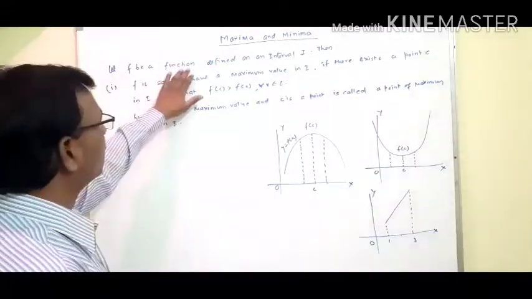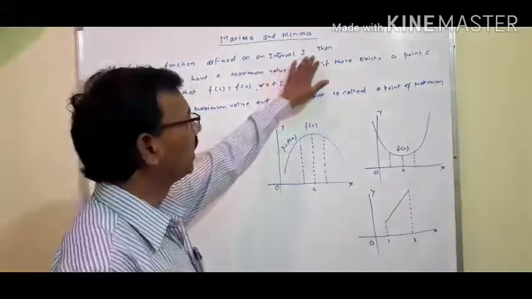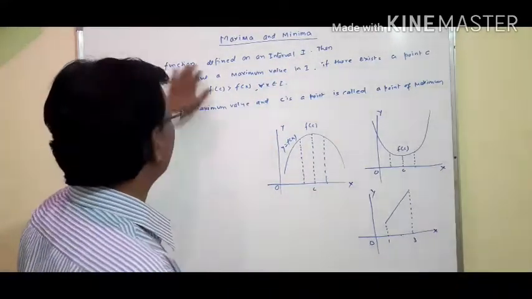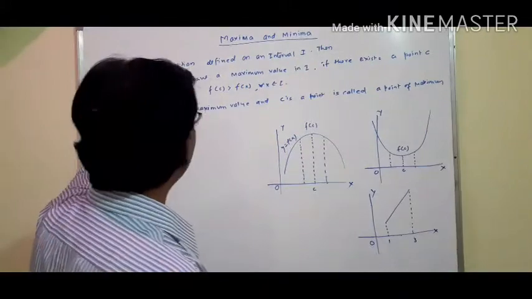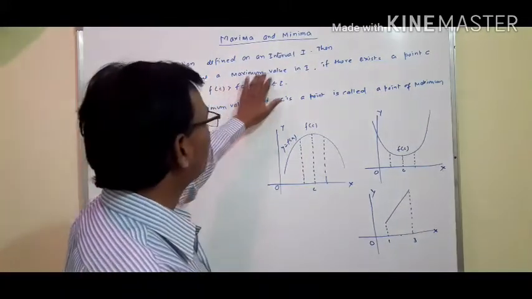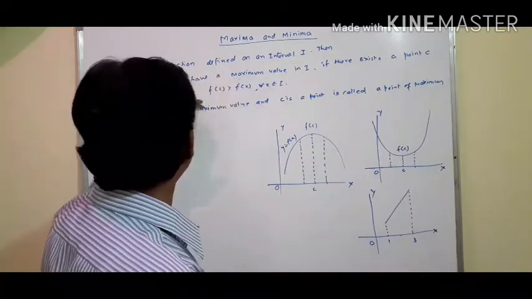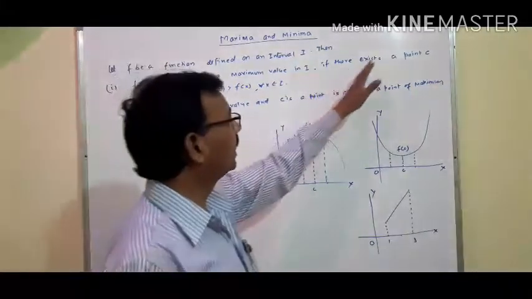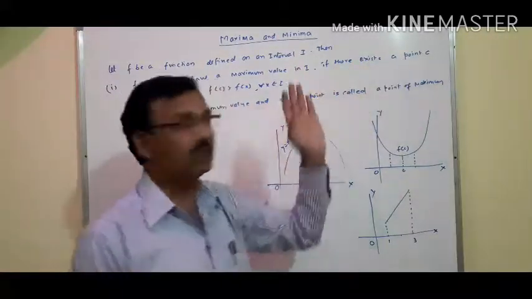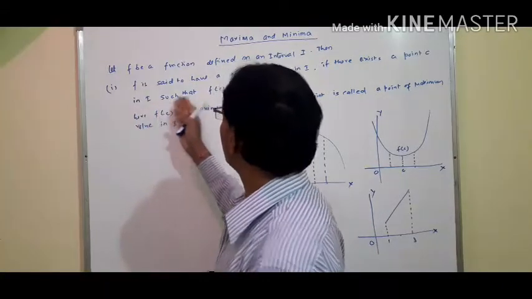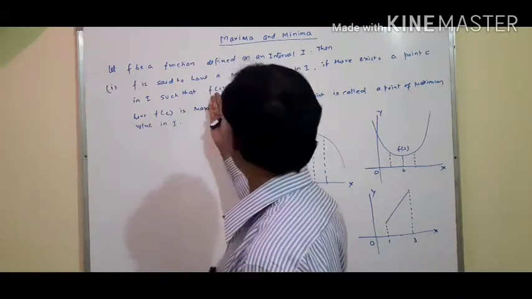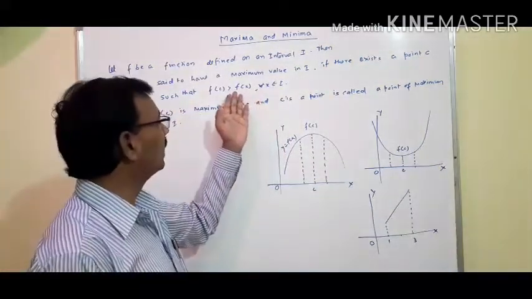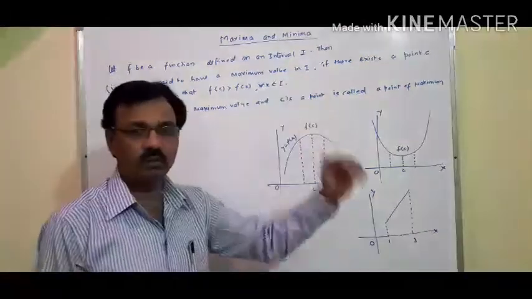Let f be a function defined on an interval I. The interval is given, which is I, and f is a function. Then f is said to have a maximum value in the given interval I if there exists a point C in I such that f of C is greater than f of x for all x belonging to I.